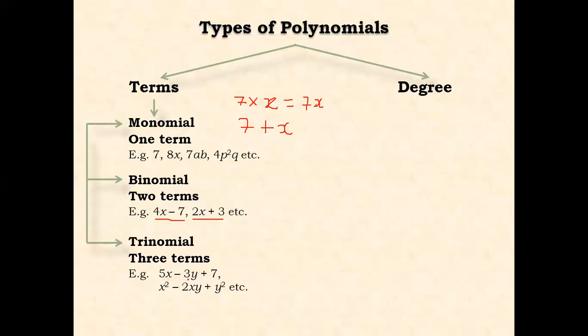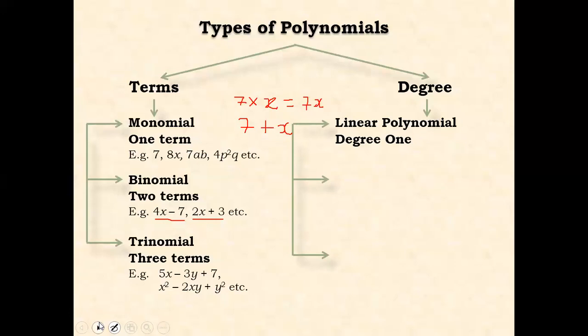You can see 5x minus 3y plus 7 separated by minus and plus signs. Now, degree. Based on the indices, or you can say the power of the given variable, we decide the degree of the polynomial. In a linear polynomial, we have degree 1 because the power of the given variable remains 1. Here x has the power 1. We can assume 1 as the power of x, and in the case of y also.